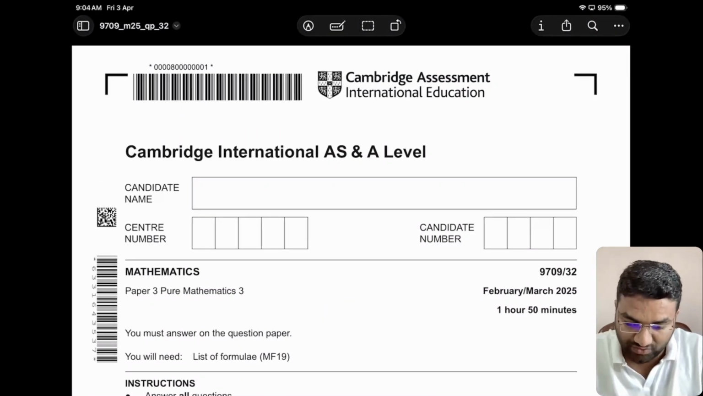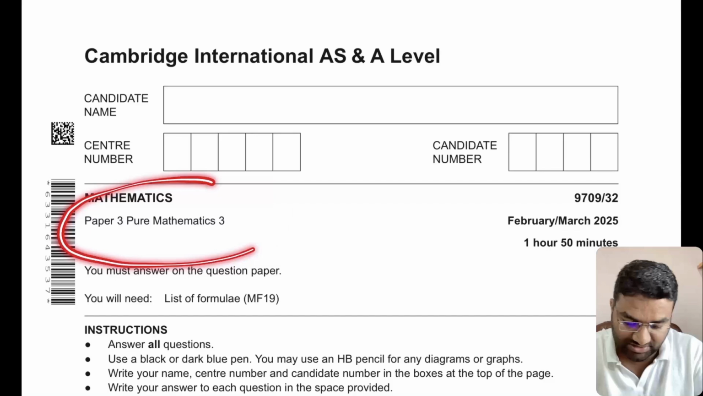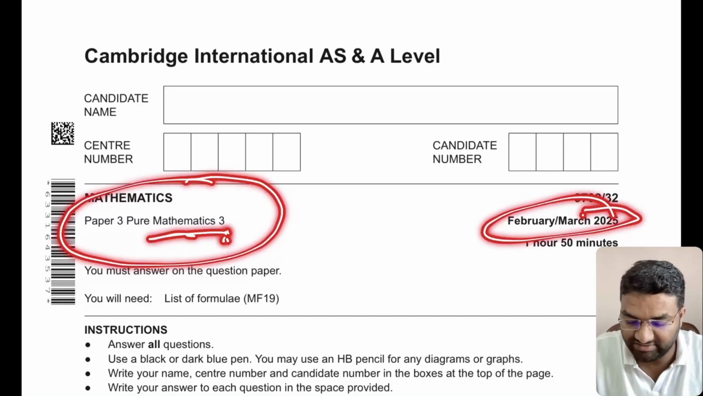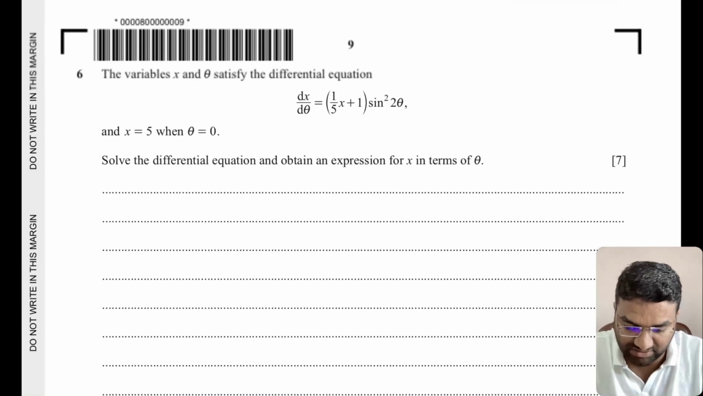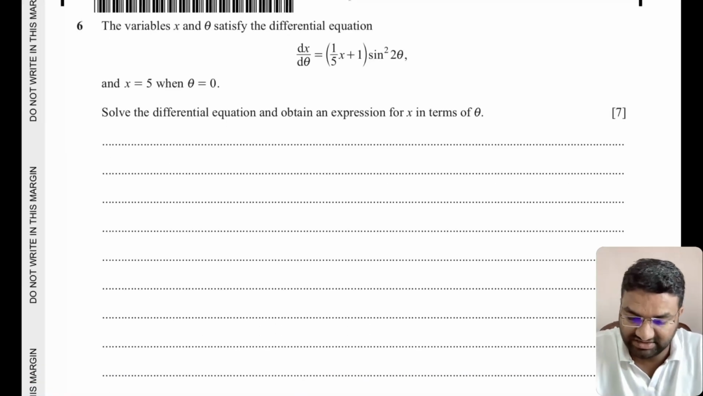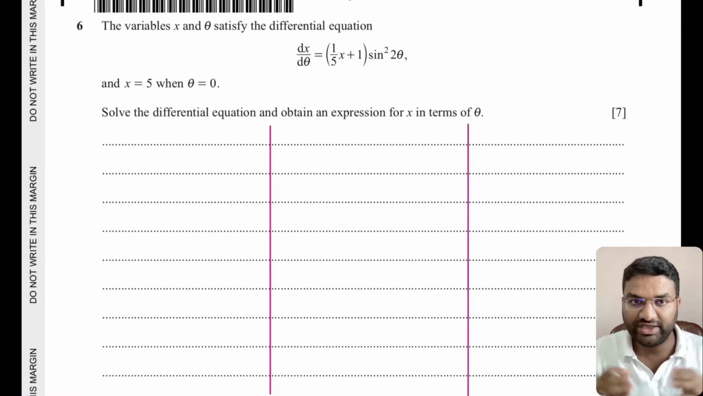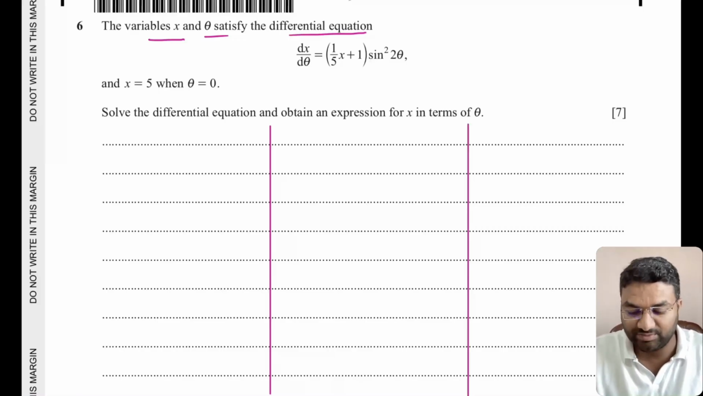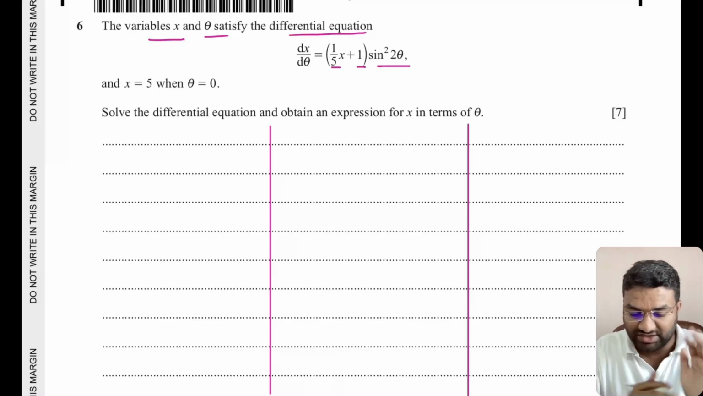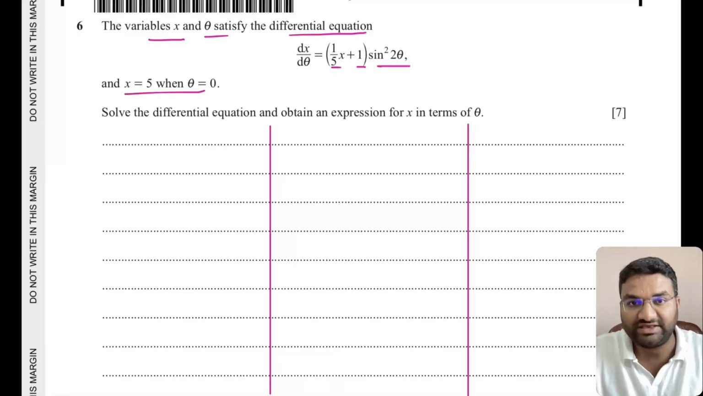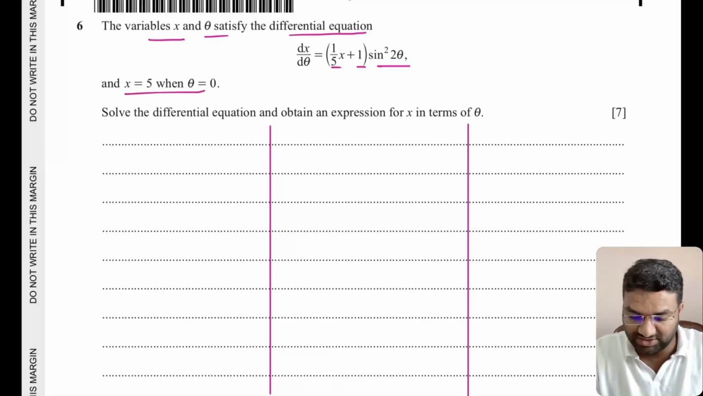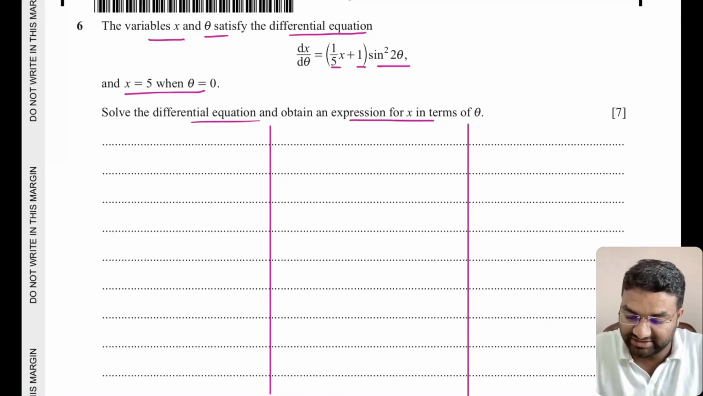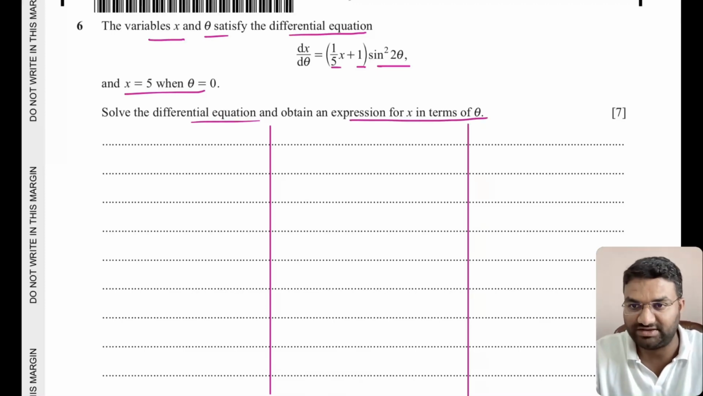So here, you can see this one. You have a Pure Math 3 February March 2025 question 6. This question we will discuss and understand. We are given that variables x and theta satisfy the differential equation dx by d theta is equal to (x plus 5) by 5 sine square 2 theta, and the initial condition is given: x is equal to 5 when theta is 0. Solve the differential equation and obtain the expression for x in terms of theta. So there are simple steps, we'll understand them.